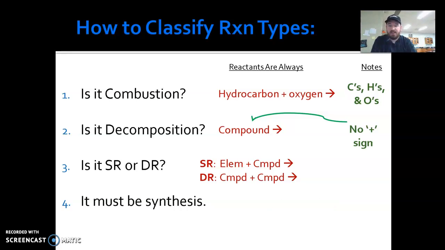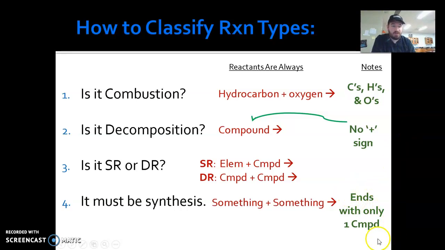Alrighty, and then if it's not one of those, it must be a synthesis. So a synthesis would be two smaller things or something plus something, but your products, and this is going to be where you identify it here, should only have one compound, so there should be no plus sign on the product side or the right side of the arrow.